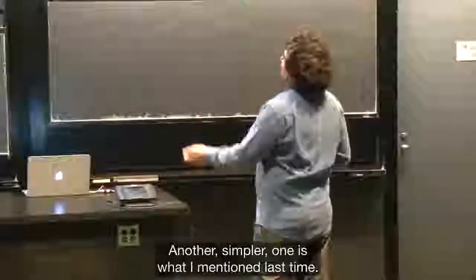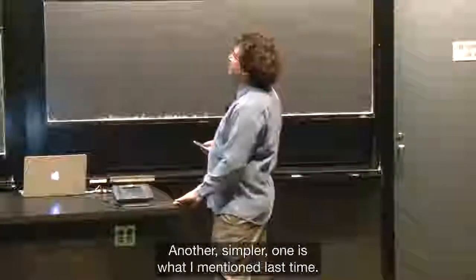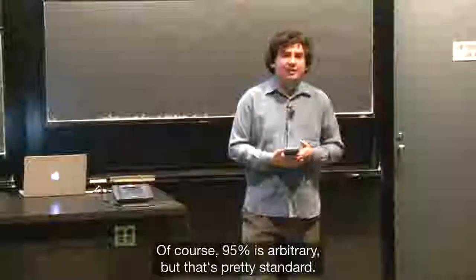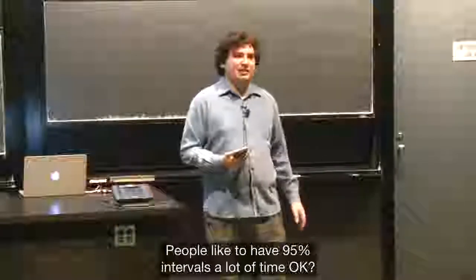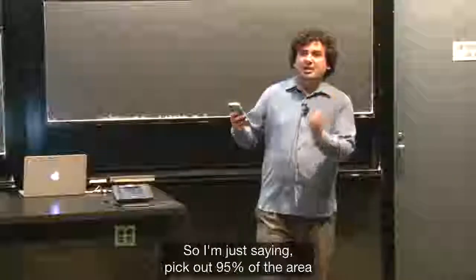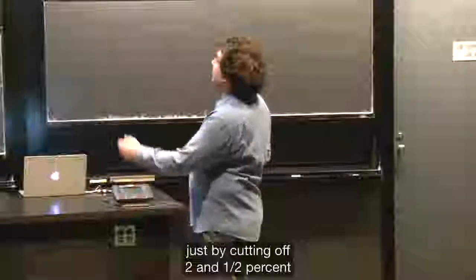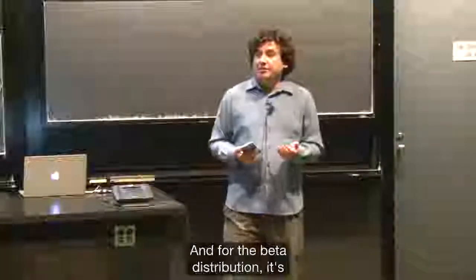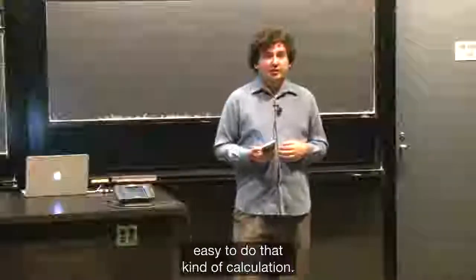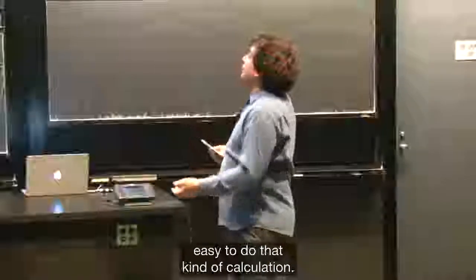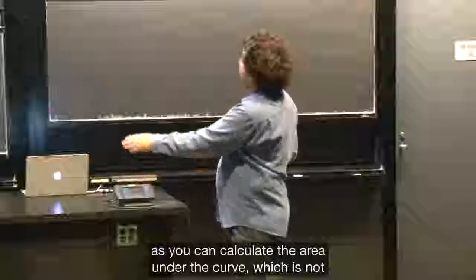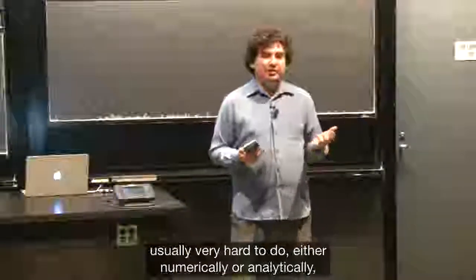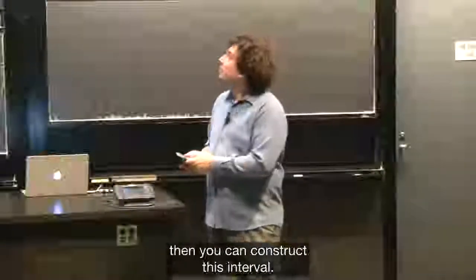That's one approach. Another simpler one is what I mentioned last time: just cut off 2.5% at each end. Of course, 95% is arbitrary, but that's pretty standard. People like to have 95% intervals a lot of the time. So I'm just saying pick out 95% of the area by cutting off 2.5% of the area on each side. For the beta distribution, it's easy to do that kind of calculation. And if you had a posterior distribution, as long as you can calculate area under the curve, which is not usually very hard to do, either numerically or analytically, then you can construct this interval.